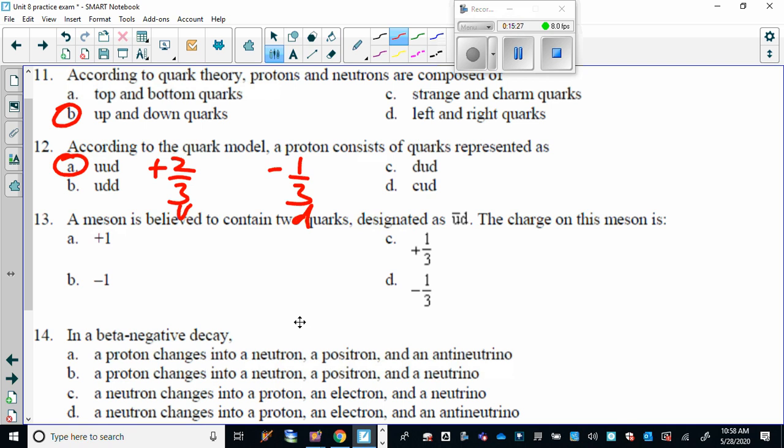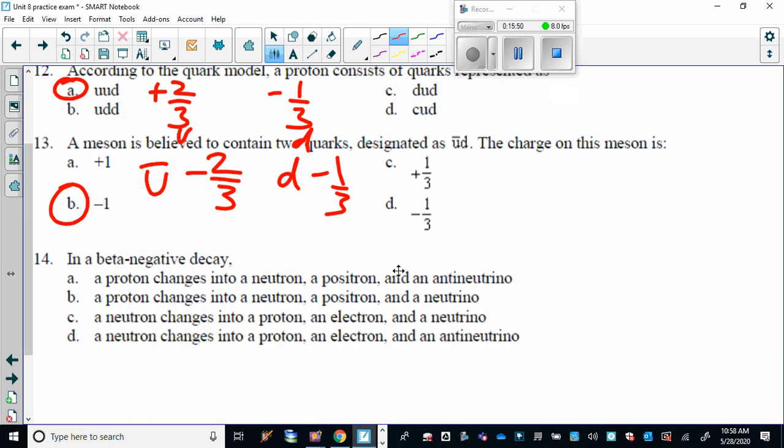A meson contains 2 quarks designated as an anti-up and a down. So an anti-up is going to be negative 2/3, and a down is negative 1/3. And if you add those together, you get negative 1.